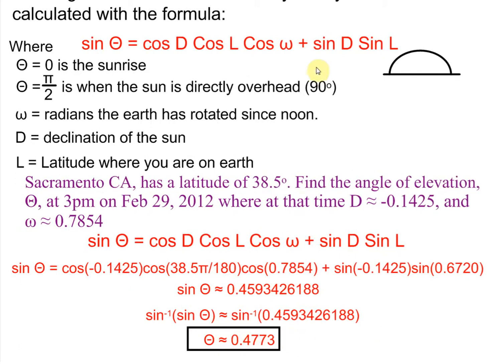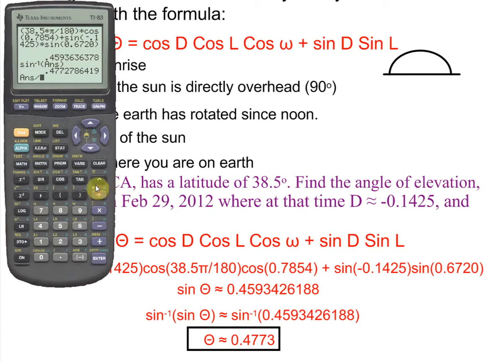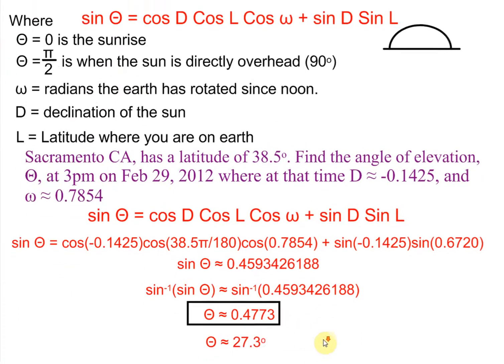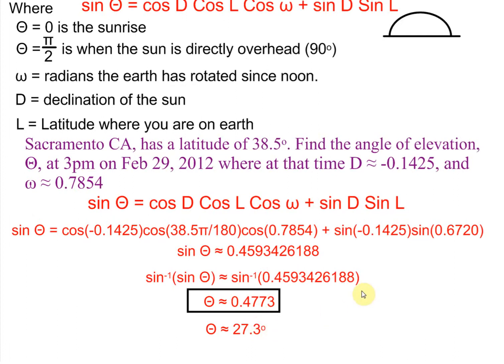Now, that doesn't do us a lot of good because most of us can't think in radians, so we'll go ahead and convert that back in. It says they want the angle of elevation. They gave us that angle in degrees, so we'll go ahead and convert this to degrees. We'll do the opposite here. We'll divide by pi and multiply by 180, and we'll get 27.3 degrees. So it's up here in the sky at about just before 30 degrees at 3 p.m.